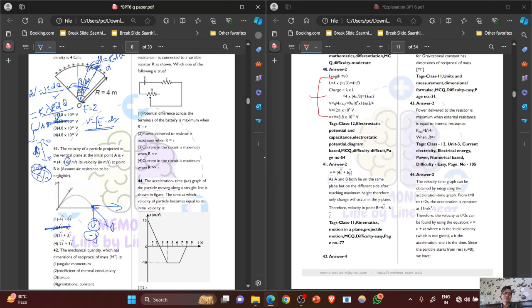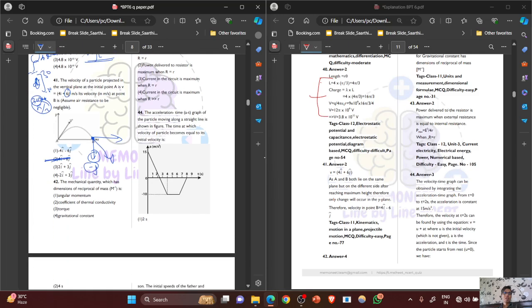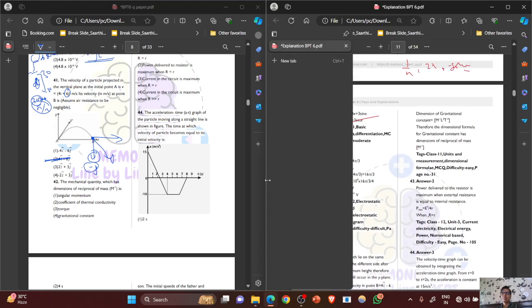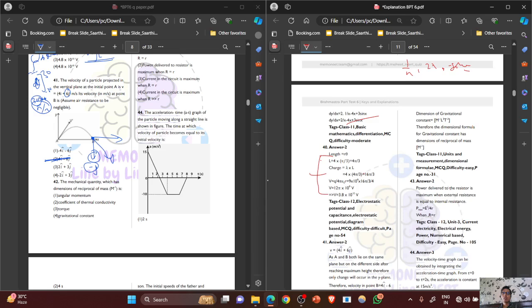Minus j cap. The mechanical quantity which has a dimension reciprocal to m inverse. They are asking about the m inverse. The mechanical quantity, angular momentum, has a dimension reciprocal to m inverse.